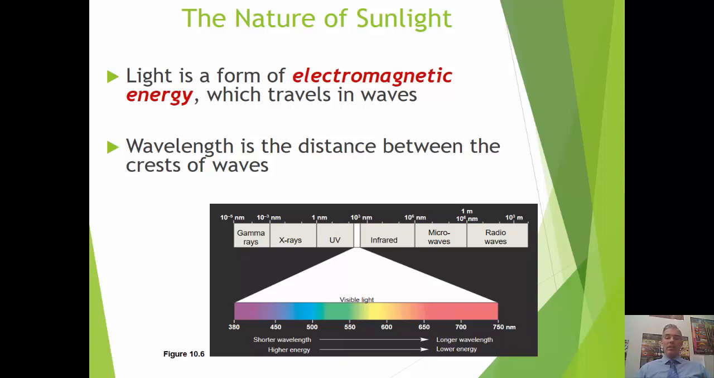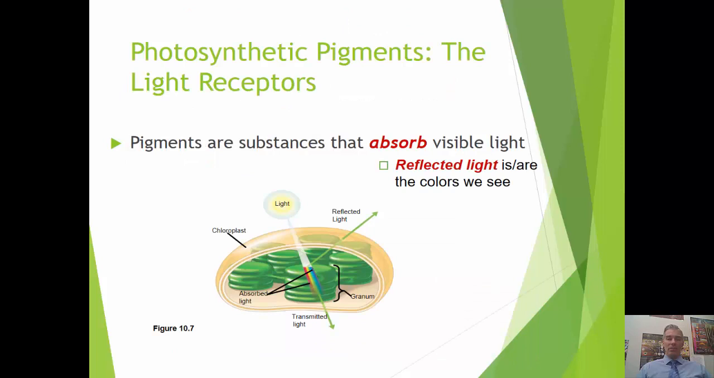So visible light is just a small part of that spectrum, and our eyes also use visible light in order to differentiate between things in nature. So a pigment is anything that absorbs visible light. Any light that it does not absorb, it will reflect. So for example, my shirt is blue.